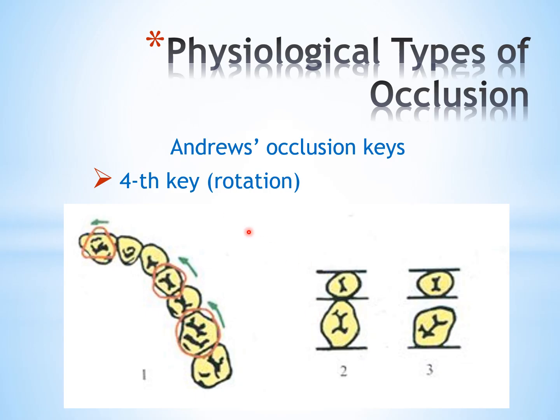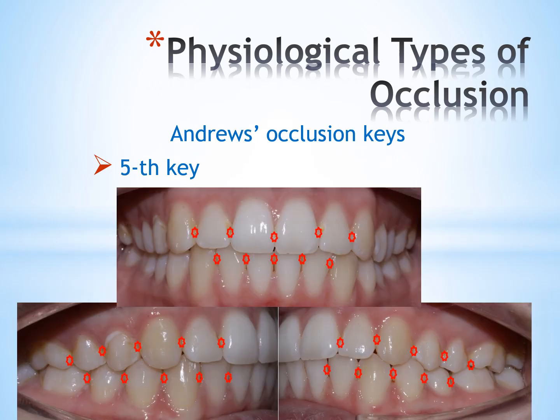Fourth key is called rotation. Why is this key very important? Because a rotated tooth will take more space in the dental row. If a tooth is rotated, it will take more space in the dental row.